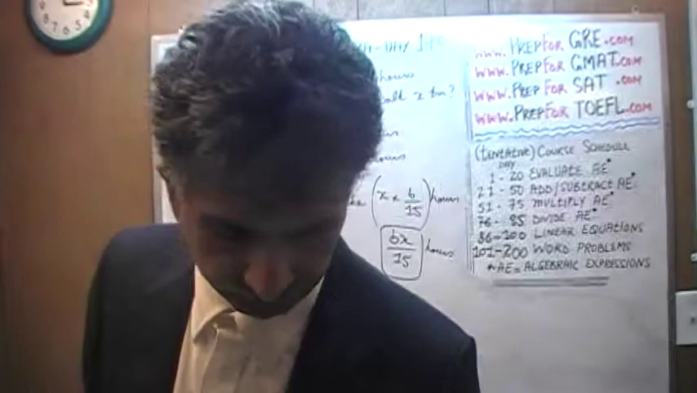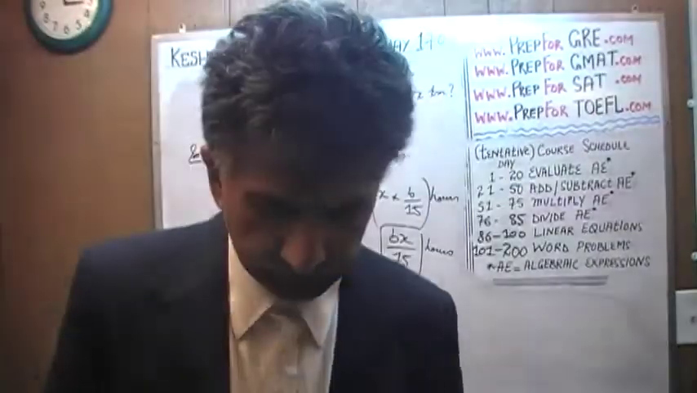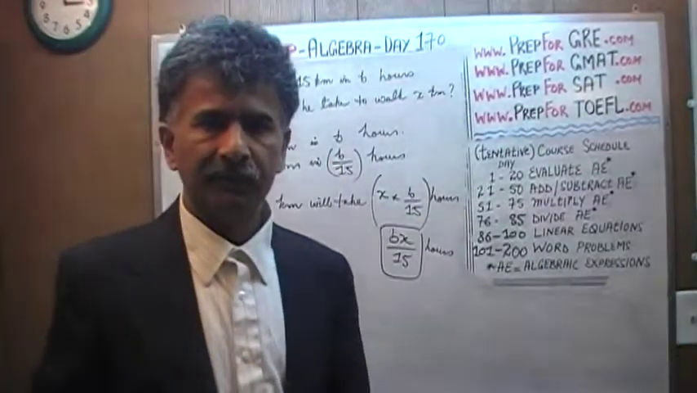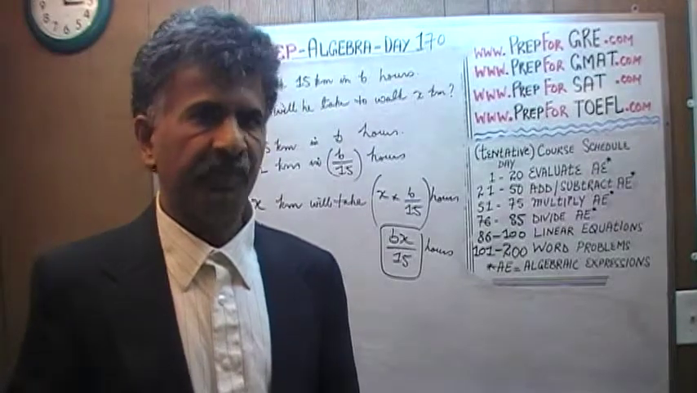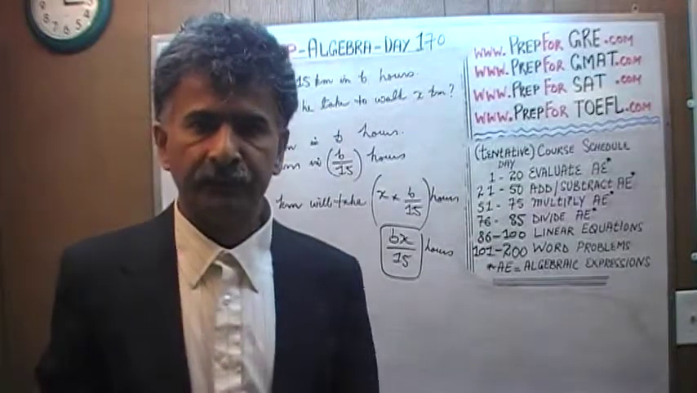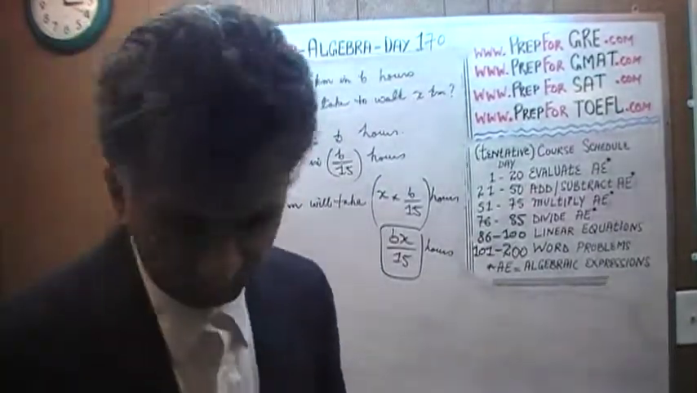We have to make sure that it is the correct answer. And how do we make sure? By quickly plugging in numbers for the variables, thereby converting this algebraic problem into a simple arithmetic problem, and making sure that this expression gives us the same answer that our arithmetic gives us. So let's do that. Enough of the talk.